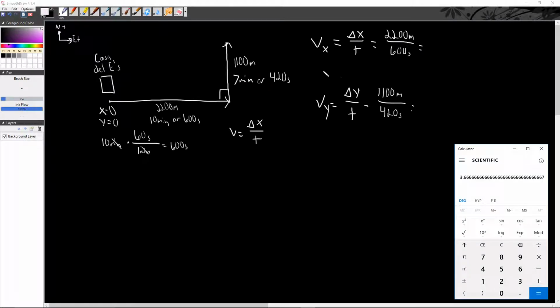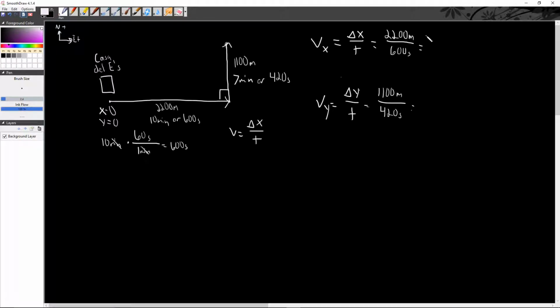So in that case, we're going to round that to one decimal here. Once again, we're going to save significant figures for later. And we're going to say that took 3.7. If I look at my units here, meters on top, seconds on the bottom, my velocity is in meters per second. Okay, that's my Vx.